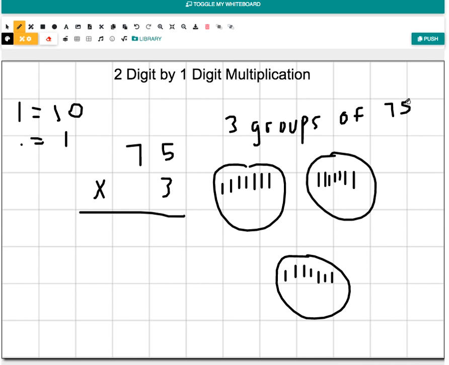And then for the 5 in the ones place, we're going to do 5 dots. 1, 2, 3, 4, 5, in each group.